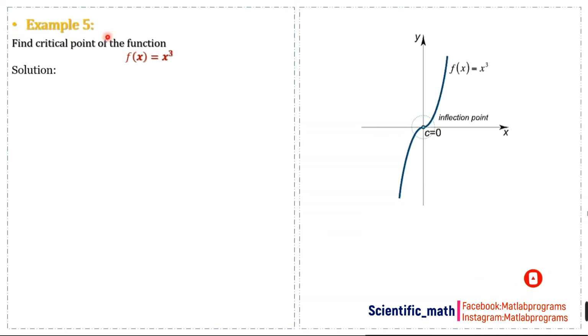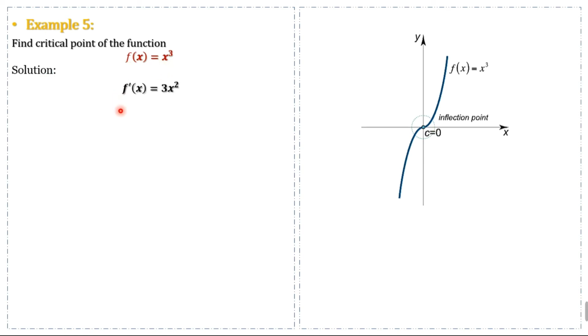and the derivative does not exist at this point. Example 5. Find the critical point of the function f of x is equal to x cube. Solution. So first we find the derivative of this function, that is f prime of x is equal to 3x square. Now we replace x with c, and we put f prime of c is equal to 0 and we find the value of c.